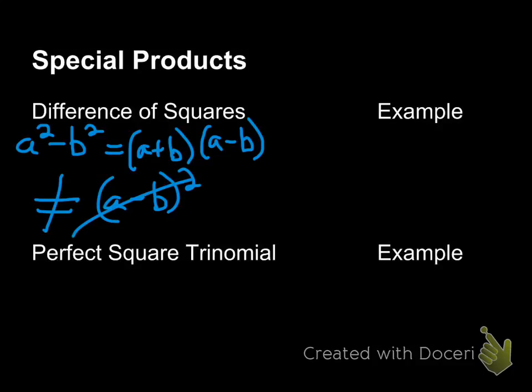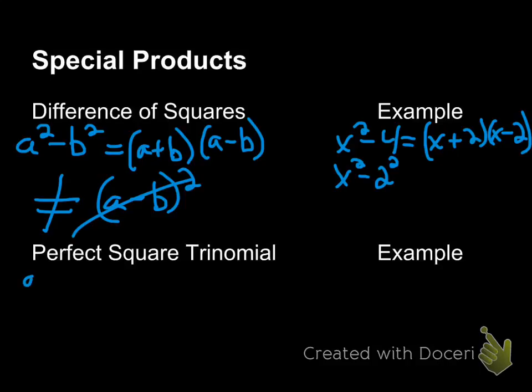An example of this might be something like x squared minus 4. Notice that 4 is a perfect square, and x squared is a perfect square, so this will give me x plus 2 times x minus 2.